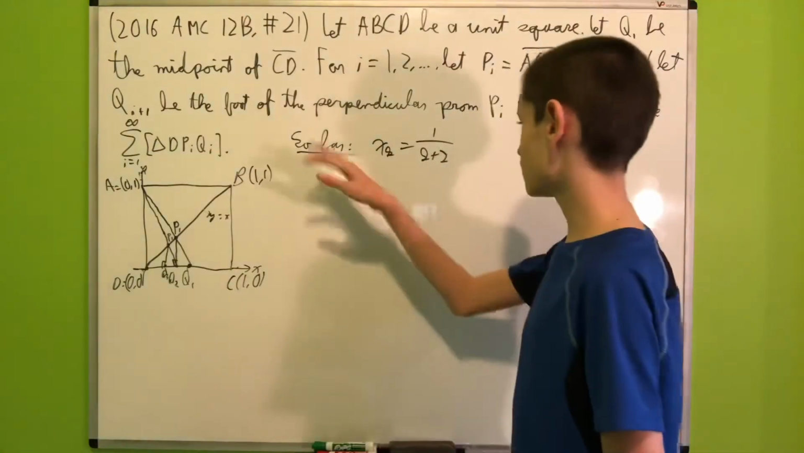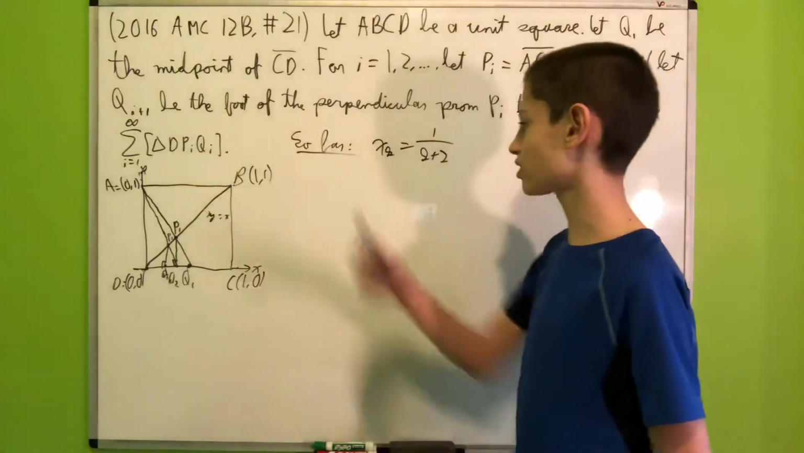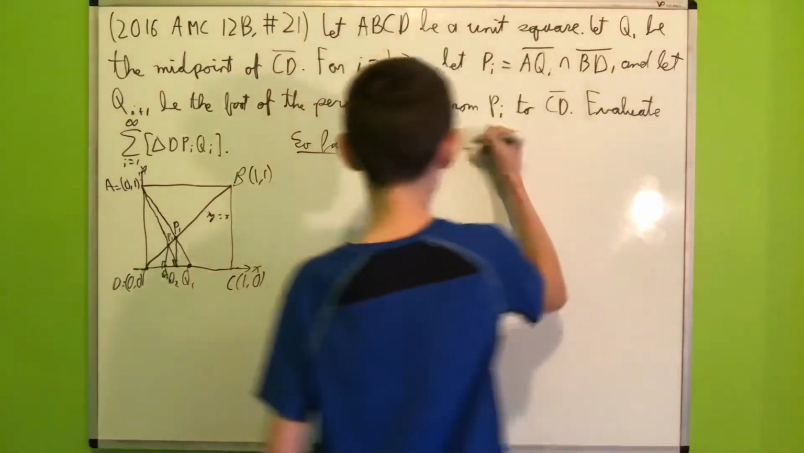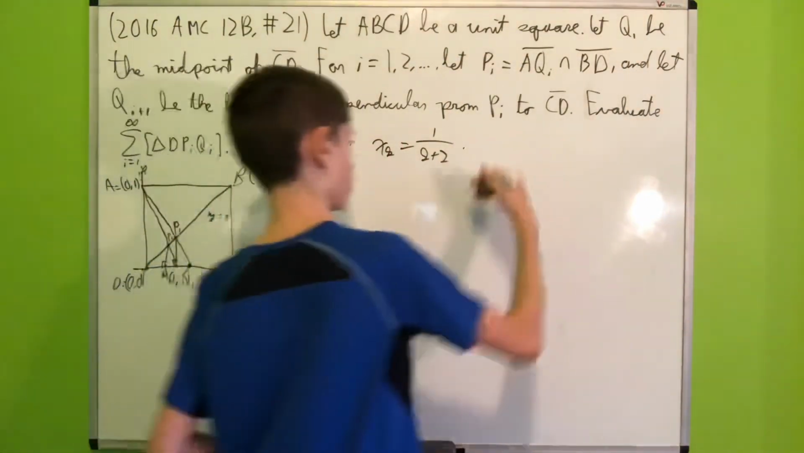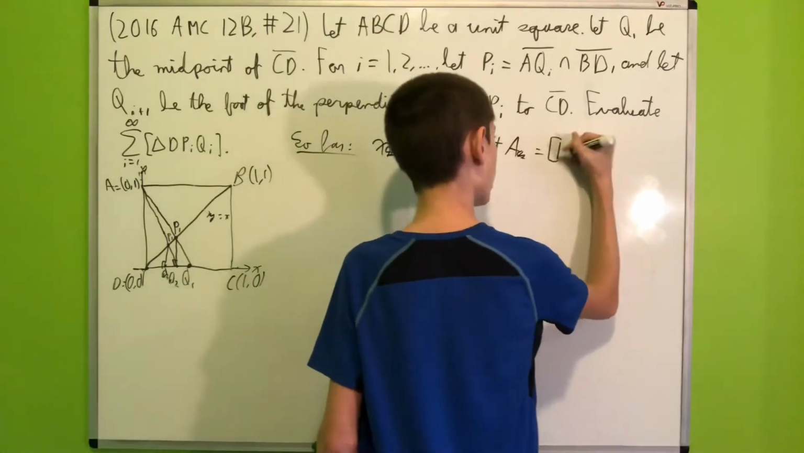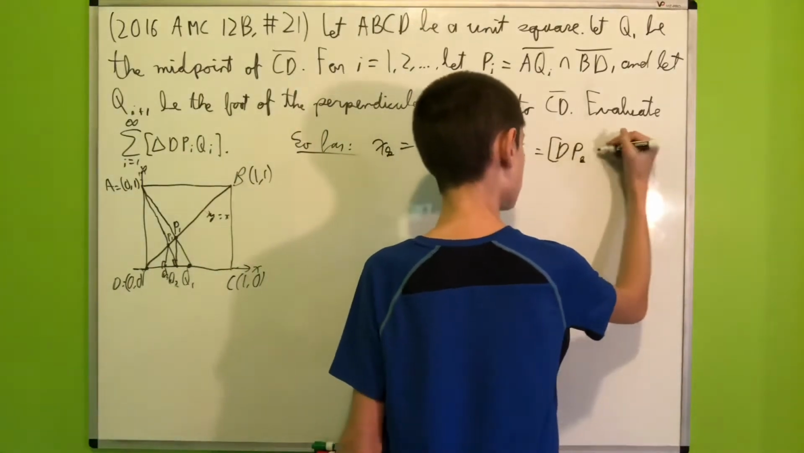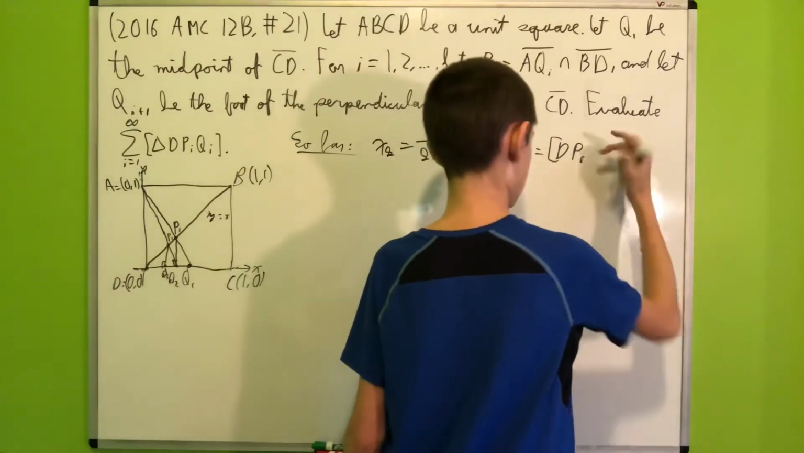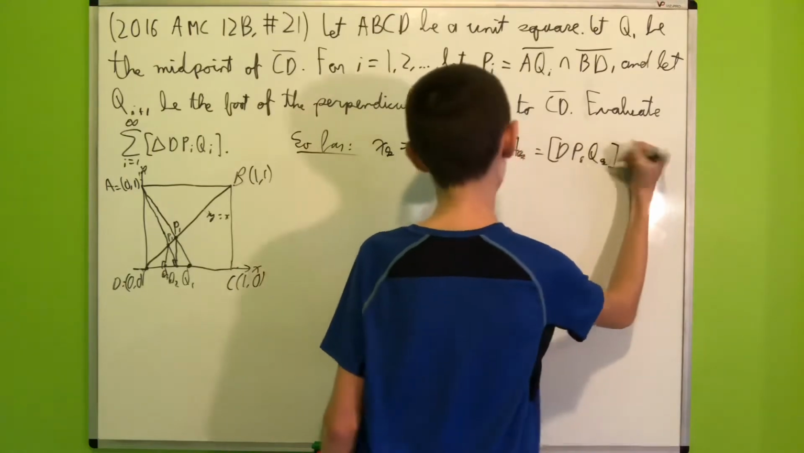Okay, so now that we've cleaned up this board, we can finally continue our problem. So far we have this explicit formula, and then we'll let A_k be the area of the polygon D P_k Q_k. In other words, our summand.